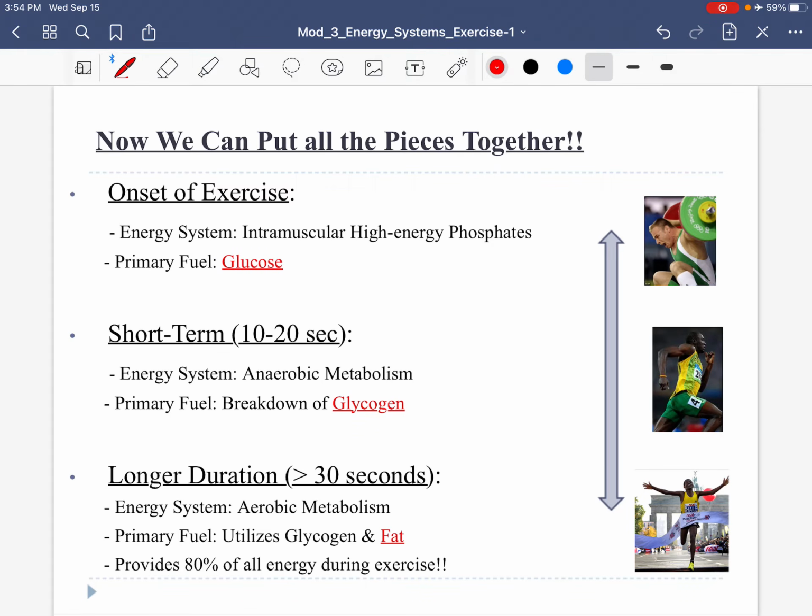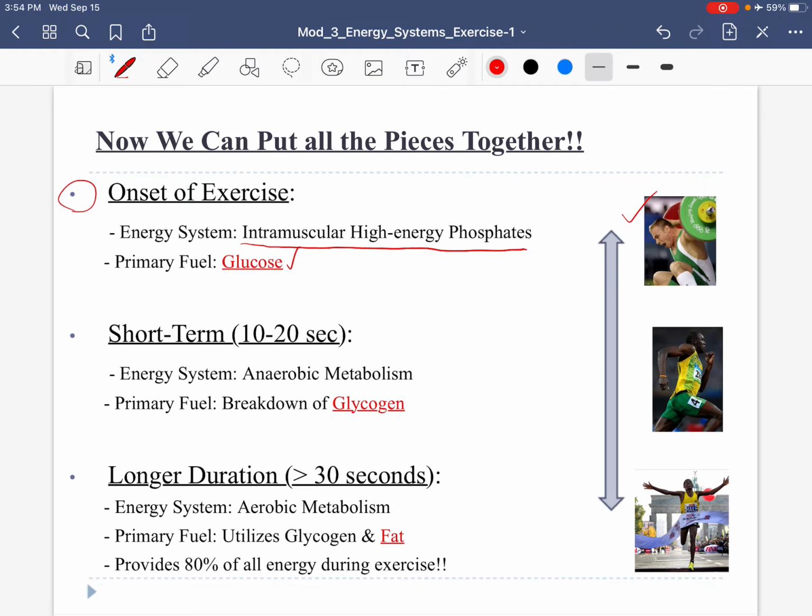So we can combine what we had before, and now we're adding the nutrient. We know that the goal for all three of these is to produce ATP to give to the muscle. At the very beginning of exercise, particularly when it's really high intensity, like this weightlifter dude, we're going to be using blood glucose.